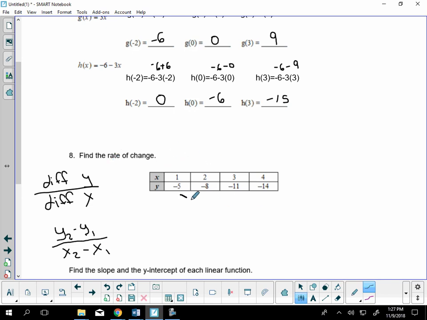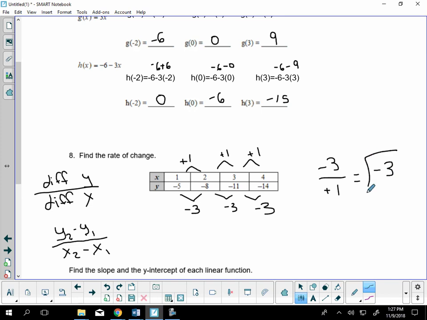So my difference of my y's, it looks like I'm going down by 3 each time. The difference of my x's looks like I am going up by 1 each time. So the difference of my y's over the difference of my x's is -3 divided by +1, which is just -3.